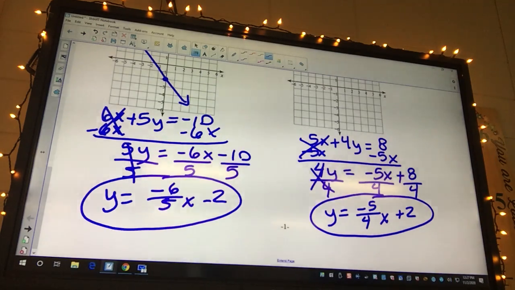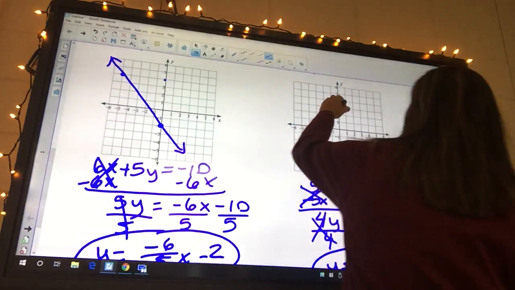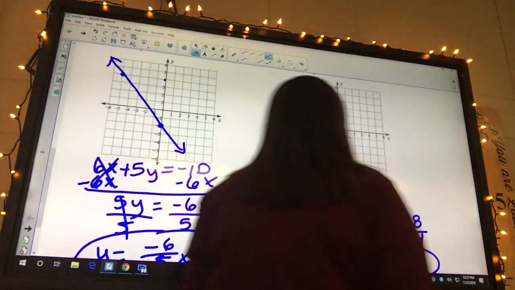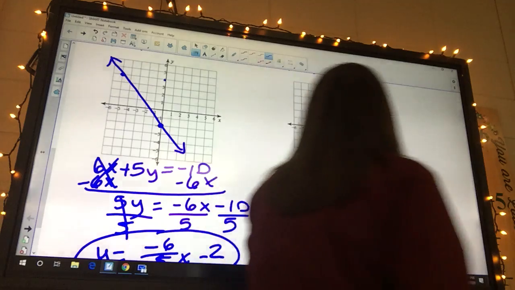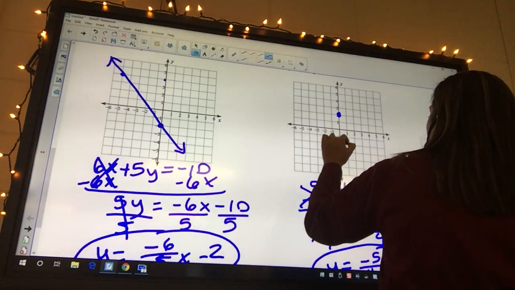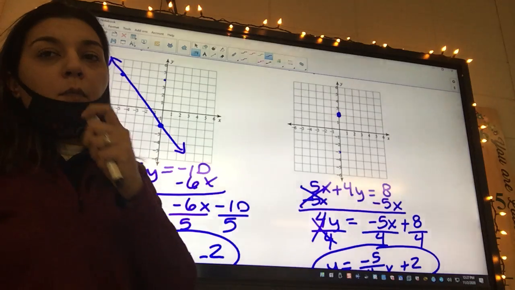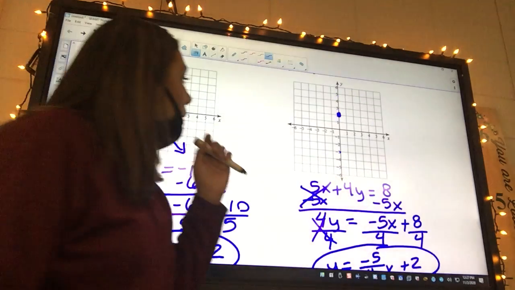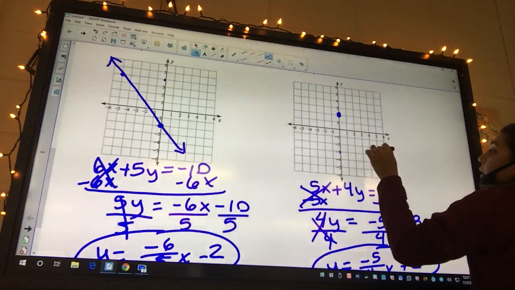Okay, and now we're ready to graph it. What do I graph first? The 2. The y-intercept. Can we go up 5? No, so we have to go down 5. 1, 2, 3, 4, 5. And we need to go over 4 which way? To the right, because it's a positive. Yeah, we gotta go over to the right.